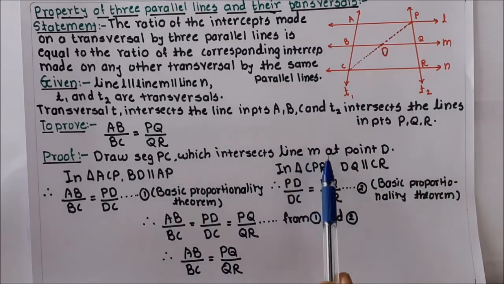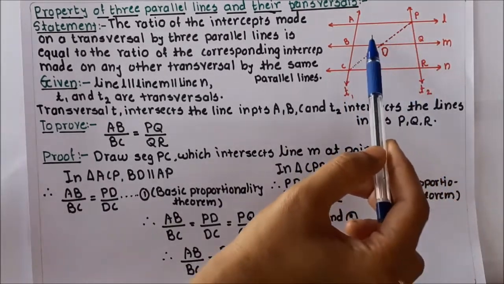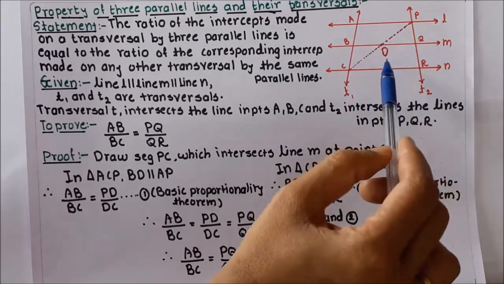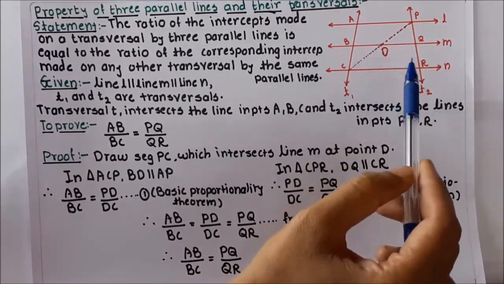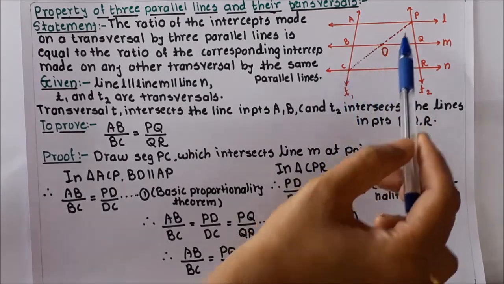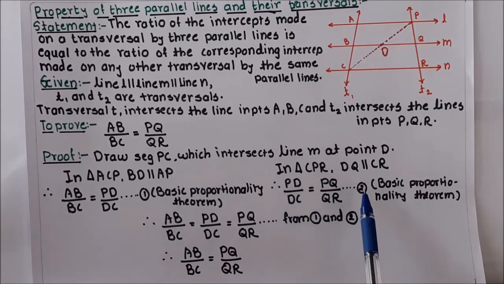Then consider triangle CPR. In this triangle also, this DQ is parallel to CR, and again here we can apply the basic proportionality theorem, because of which PD upon DC is equal to PQ upon QR. It is written here and it is statement 2.